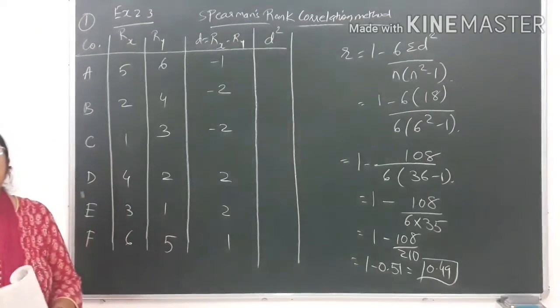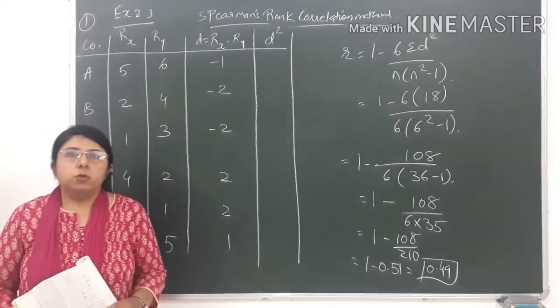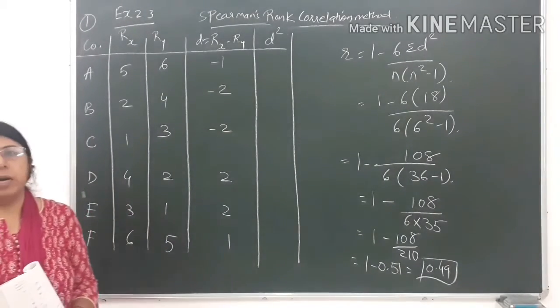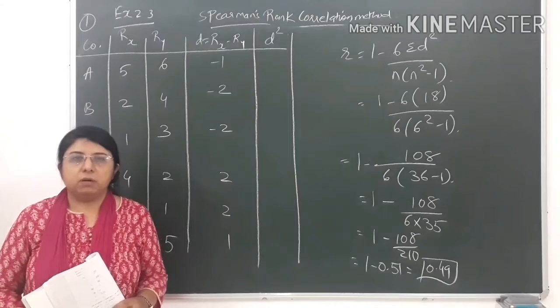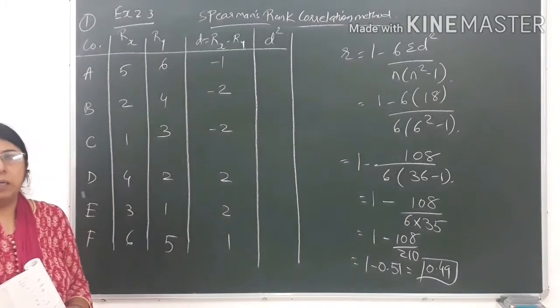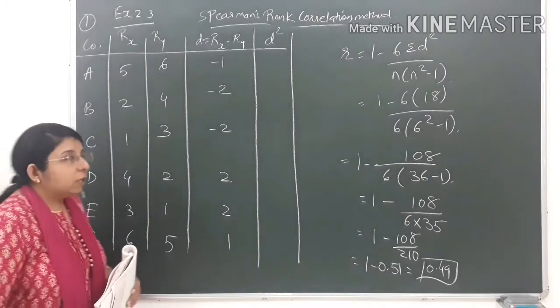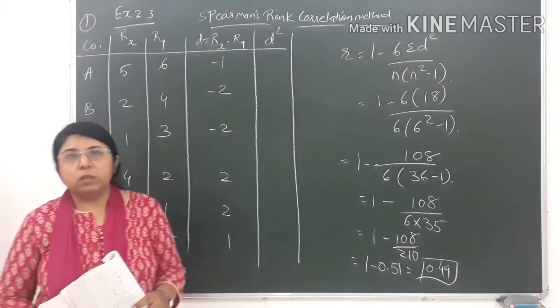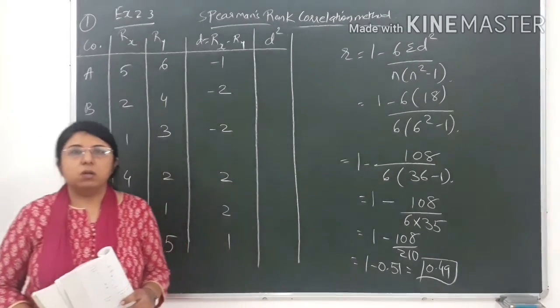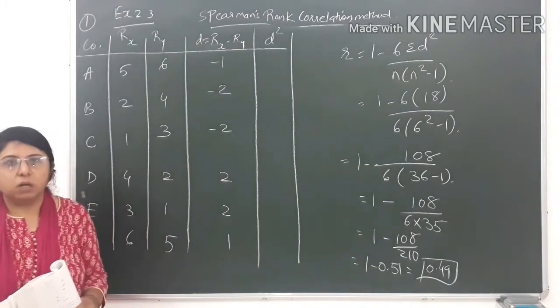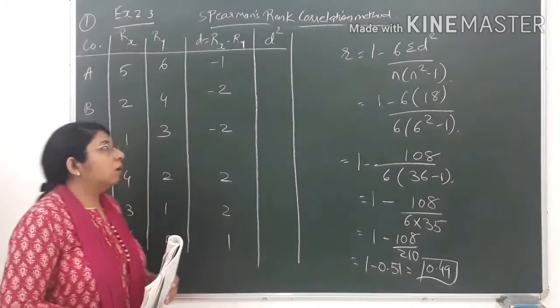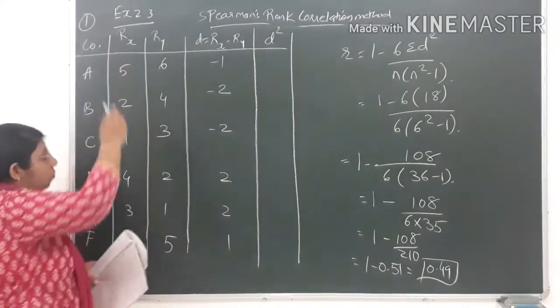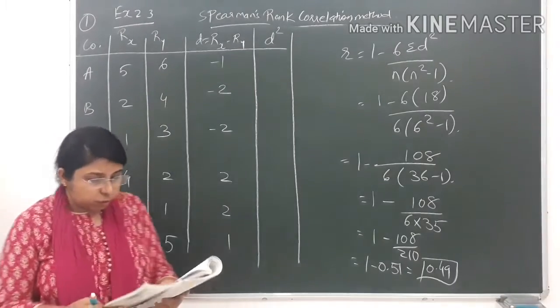Now after understanding the formula to find the correlation coefficient by Spearman's rank correlation method, let us move on to the practical sums. In your textbook you can see exercise 2.3, which is totally based on this method. So I am starting with the first sum of exercise 2.3. Let us read the question.